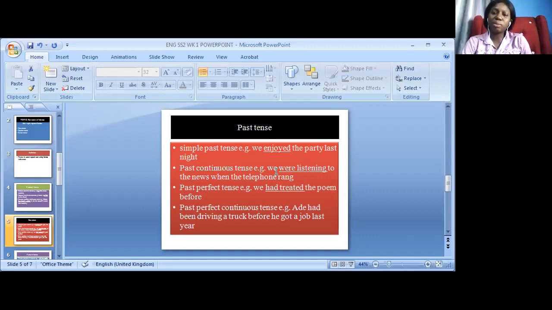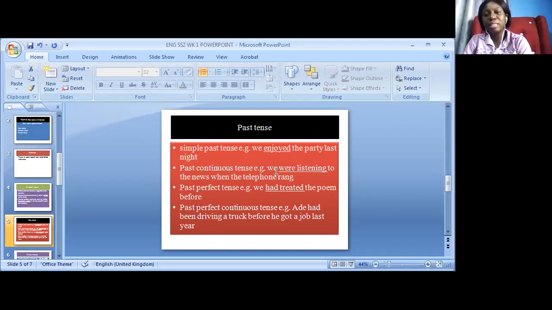Now, let's look at this example. Ade had been driving a truck before he got a job last year. Let's look at this example. Had been driving. You remember I told you that when you see continuous, you watch out for the ing form of that verb. Ing will be added to that verb to show that it is in the continuous form. So Ade had been driving.